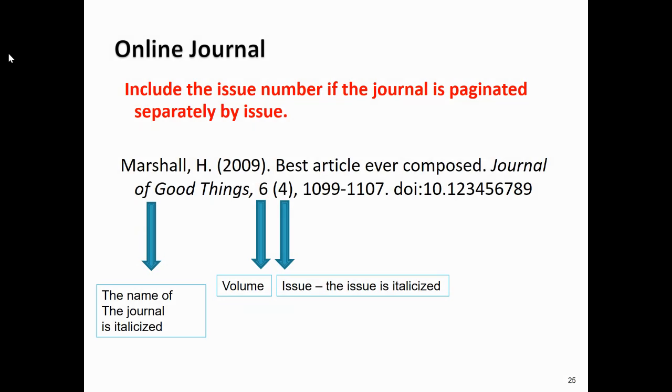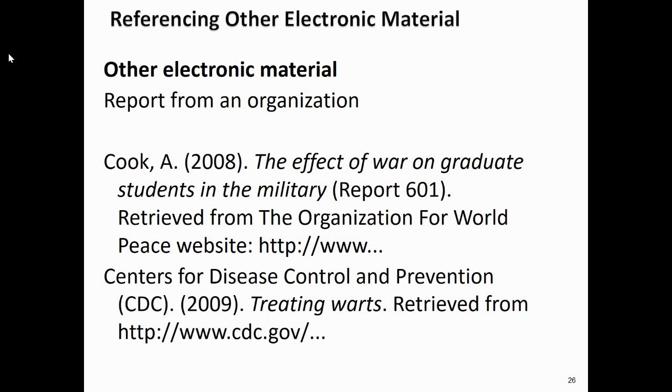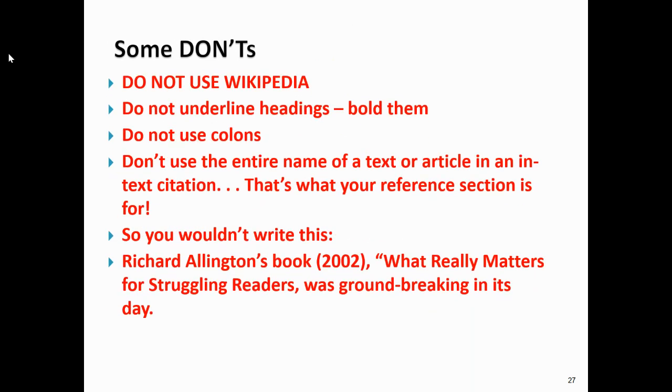And here I've just explained how you would write a citation for an online journal, or even for a journal that's a hardcover. So the volume would be the first number, and the issue would be in parentheses and italicized. Notice you don't put Volume 6, Issue 4, but that's what it means. These are other ways to reference electronic material. These are some don'ts.